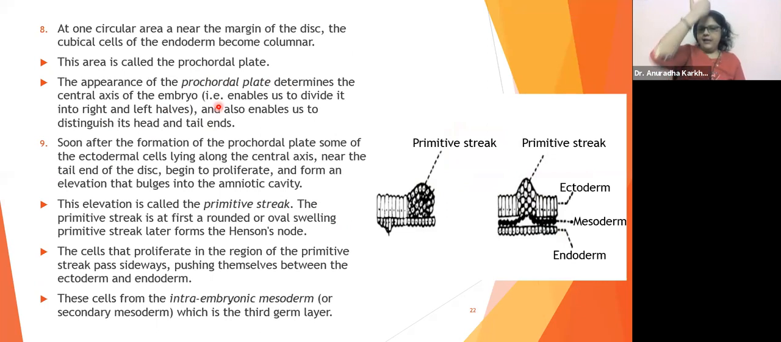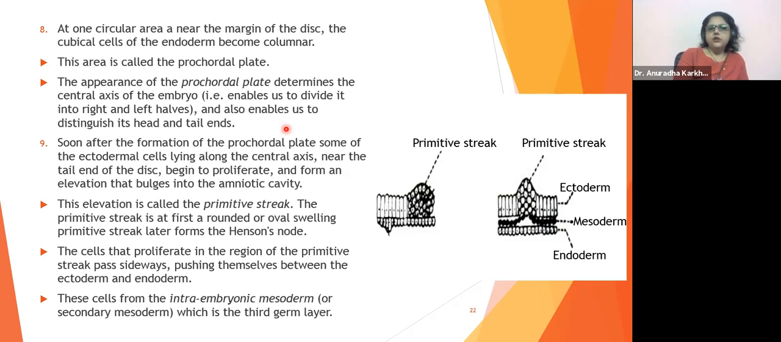We are bilateral. So exactly the central axis should be known on both the sides, and a similar structure needs to be constructed, right? That is, it enables us to divide it into right and left halves, and also enables us to distinguish its head and the tail end, right?